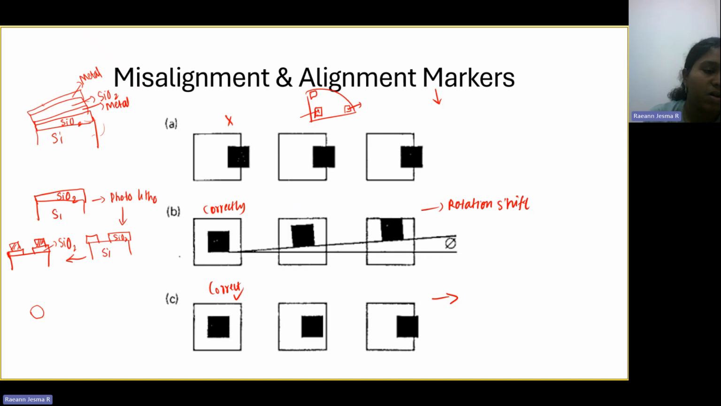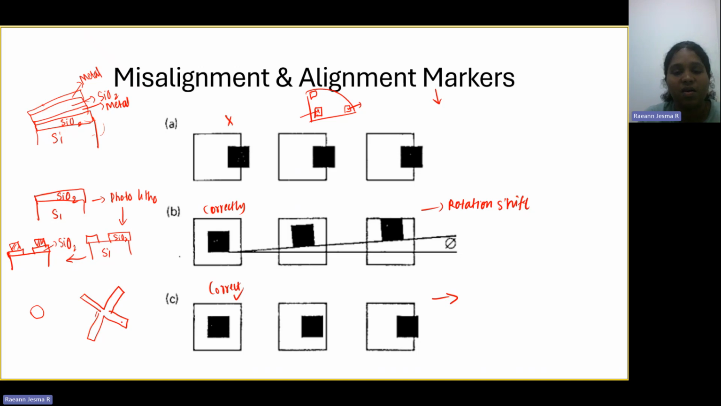Other than square, a pattern like this X can also be used as an alignment marker. Any pattern which is having sharp corners or defined corners can tell us whether, with respect to the previous layer, it is aligned or misaligned. So that's why we go for these kinds of markers.